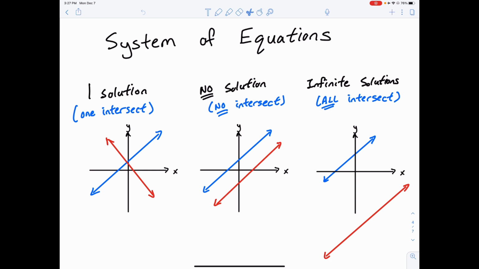The first one is the one that we're used to, where when we solve it, we'll get one answer. So when we solve it, we'll find out what x and y are, and we have their coordinates. Now that solution corresponds to the intersection of the two graphs.